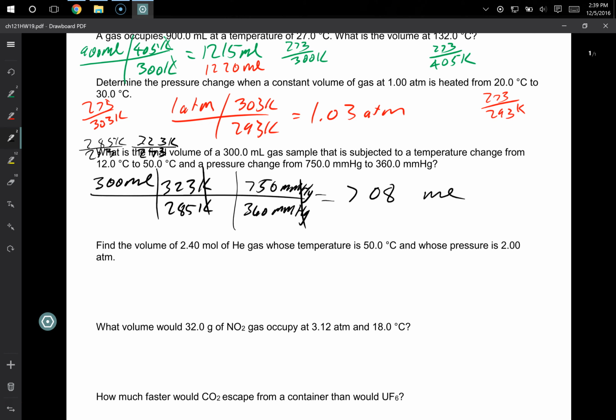Find the volume of 2.4 moles of helium gas whose temp goes from 50 and it's 2 atmospheres. Okay, so what am I looking for in this one? I'm looking for a volume. Are there any volume units there? Can I get any volume units out of what I got? Not what I got up there. So what isn't shown that I need?